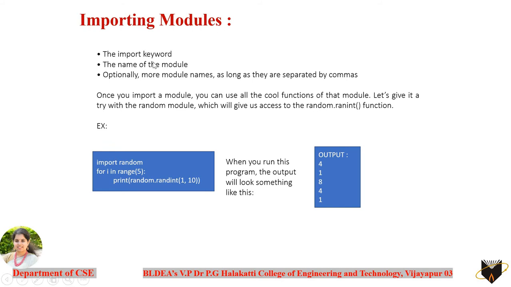To import any module, the import keyword is required and the name of the module. So in this example, you can see we have imported a module known as random, and we have used the for loop here, and within this random we are interested to use randint as a built-in method, which is going to randomly pick one integer value from the range specified here, that is 1 to 10.